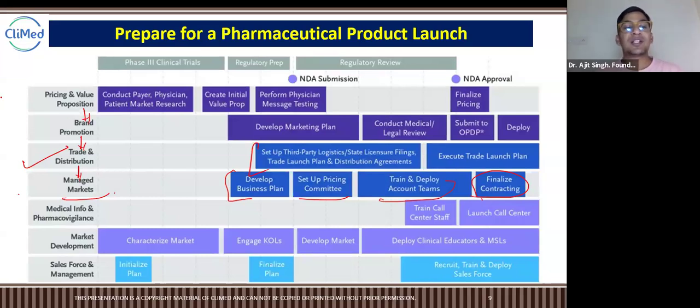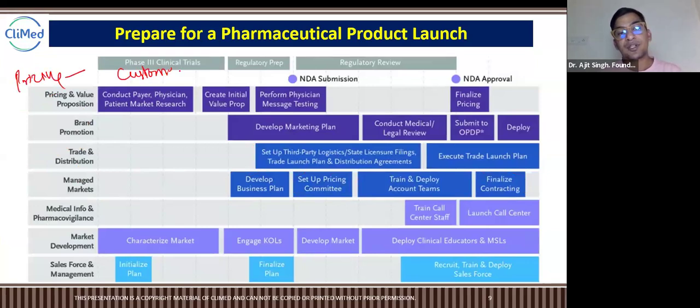Why would you say that pricing is done already? Then why are we talking about pricing? See, now look at this very important aspect you have to understand. This pricing was for the customer, right? This pricing was for the customer.